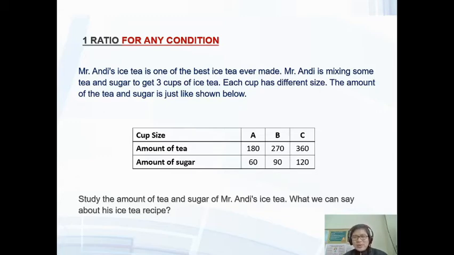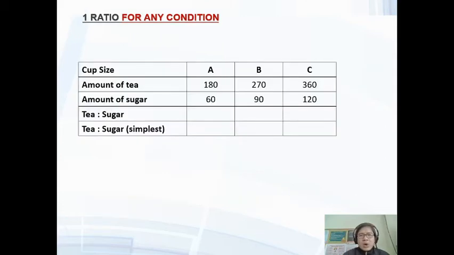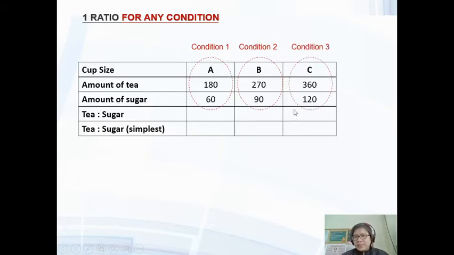Okay, let's see what we can find. Okay, I want to see the ratio. I want to compare the amount of tea and amount of sugar in each cup. Okay, what would I find when we make the ratio, the amount of tea to the amount of sugar? Let's see. In cup A, okay, this is the cup A, we can call it condition number one. This is cup B, we can say as condition number 2, and this is cup C, we can say it as condition number 3.